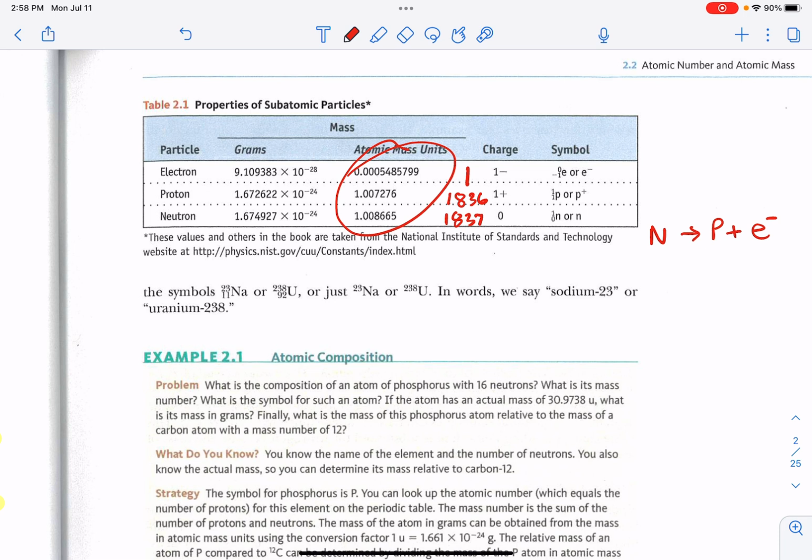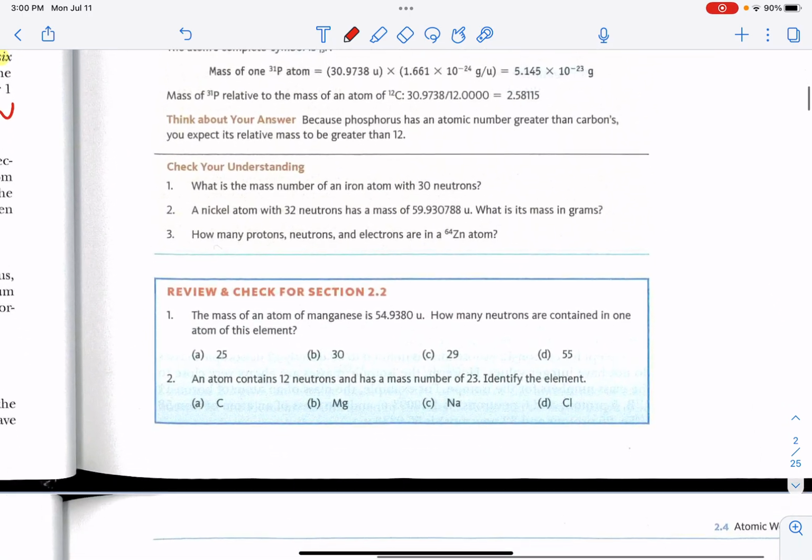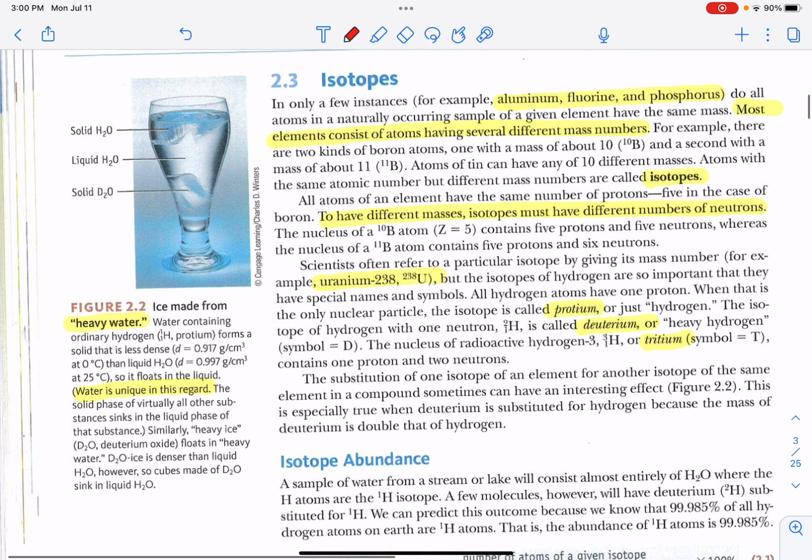By the way, not only do you have your symbols with the numbers on the left side, but you can also say it like this, where the number, uranium-238, is the number in the upper right, protons plus neutrons. Now, we will be going over math problems and so forth in class.